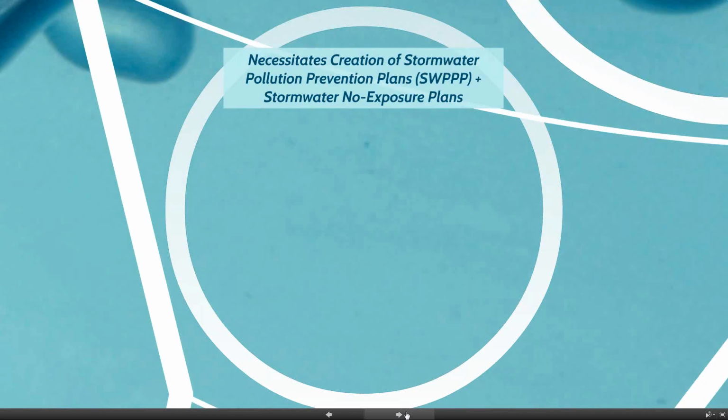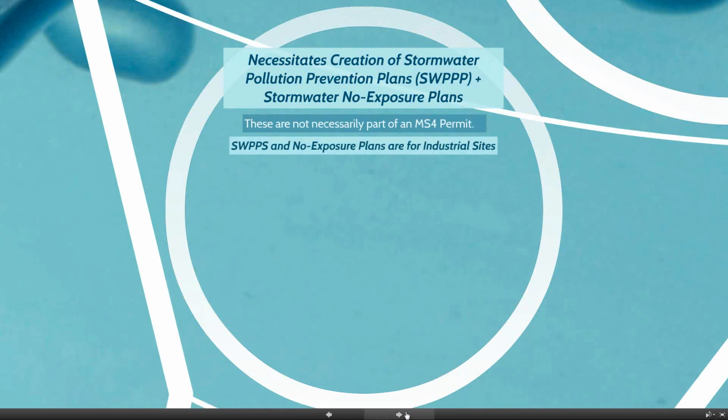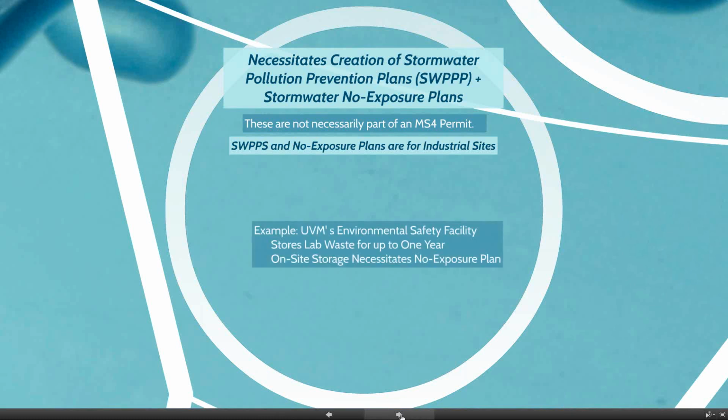In addition, they're also subject to industrial stormwater permit requirements. Even though that's not necessarily part of the MS4, any industrial facilities are also required to be covered under the multi-sector general permit and create a stormwater pollution prevention plan for those sites. And there are some facilities on the UVM campus that would fall under those industrial sectors, such as the environmental safety facility lab.